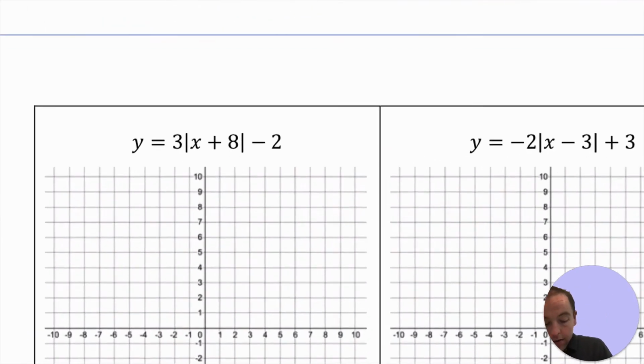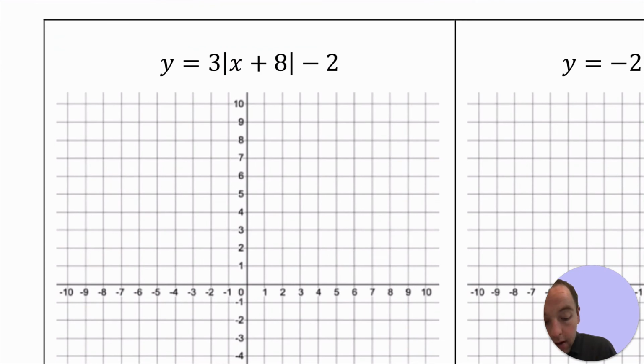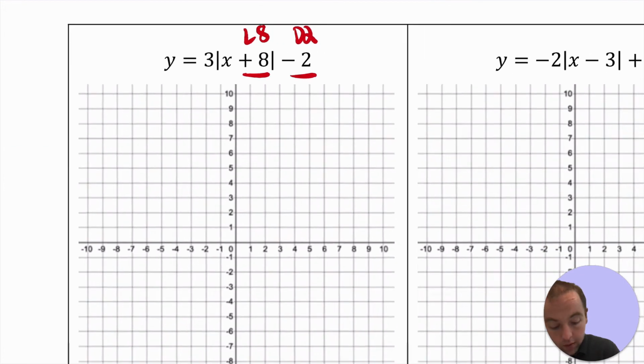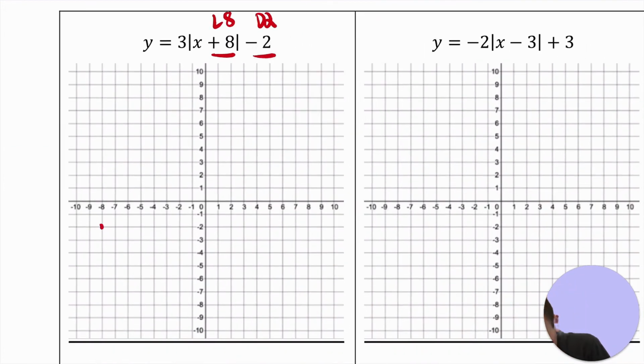So now we want to take a look at some translation along with a little bit of stretch or compression. With this particular one, you're going to want to ignore the 3 and wait for that until the end, because what you'll want to figure out first of all is where am I going to start my vertex at. So we're going to have to move left 8 and down 2 accordingly, because we have plus on the inside, which tells us to go left, and minus on the outside, which tells us to go down. So if I do go left 8 and down 2, that's going to be the new location of our vertex.